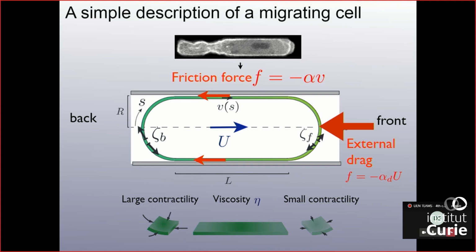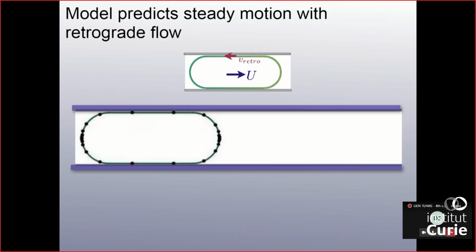Okay, and also the cell needs to push the fluid in front of it in order to be able to move, and that creates an external drag that opposes the cell motion. Then this is a relatively simple model that one can solve. And if one solves the model, one sees, as expected, that there is a flow from the front to the back, which is resisted by a friction which pushes the cell forward.